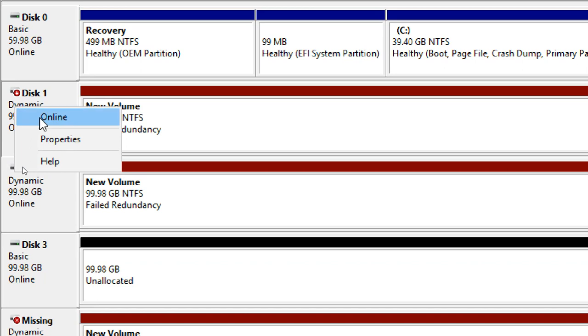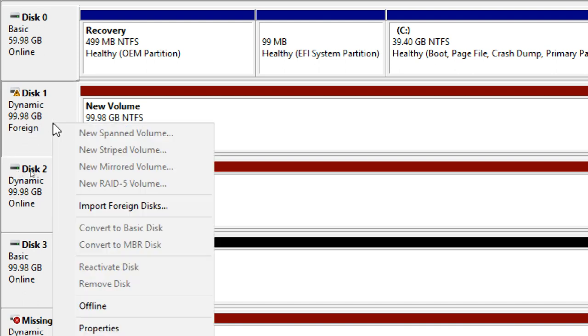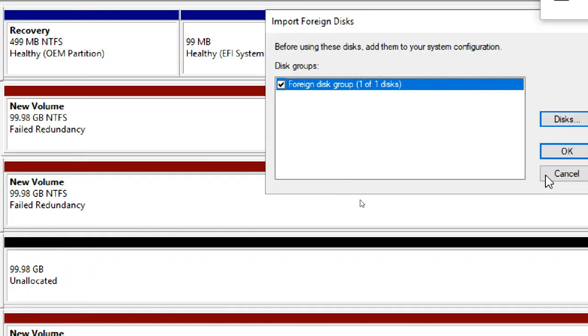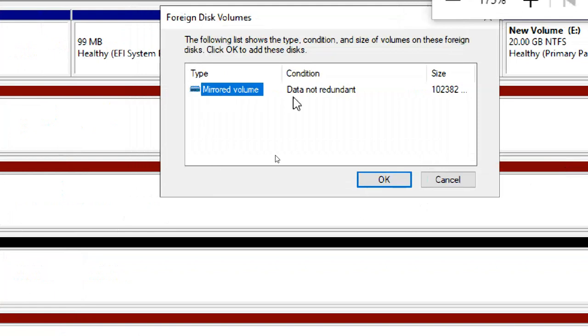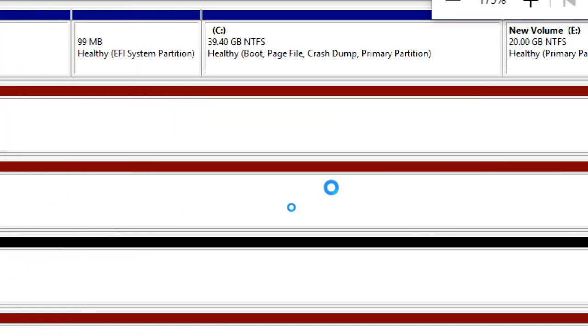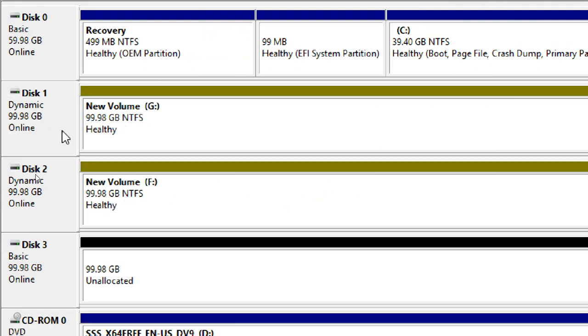Just bringing the same disk online. What will happen? See, when I bring it online, it's showing as foreign. Right click, import foreign disk, because it's showing foreign. Data is not redundant condition. Okay, so I am importing that one.